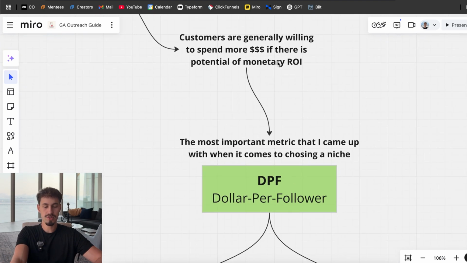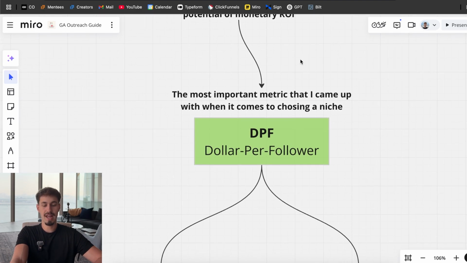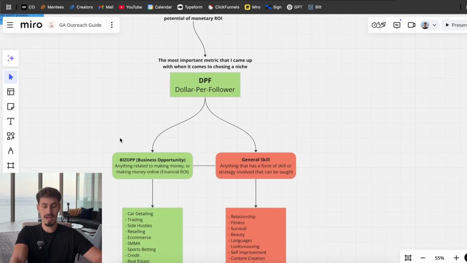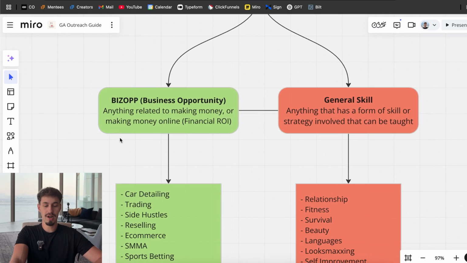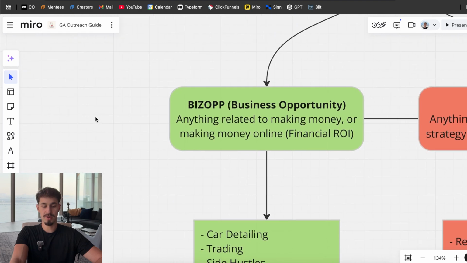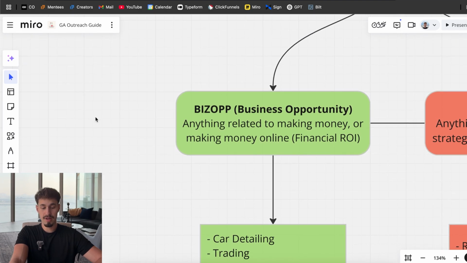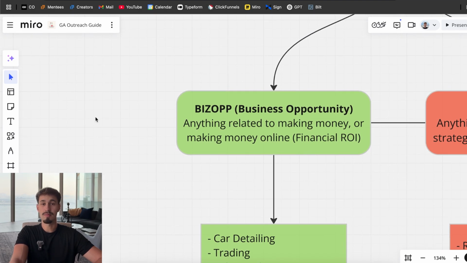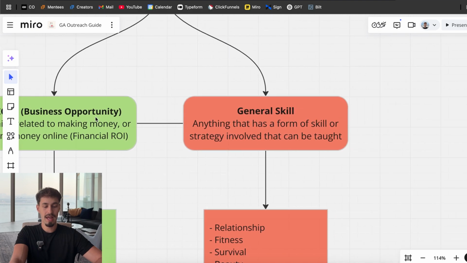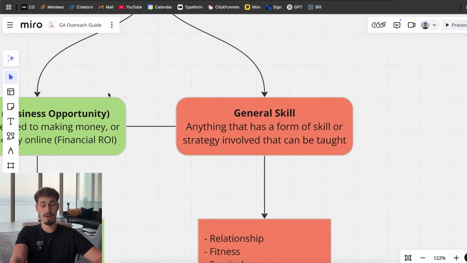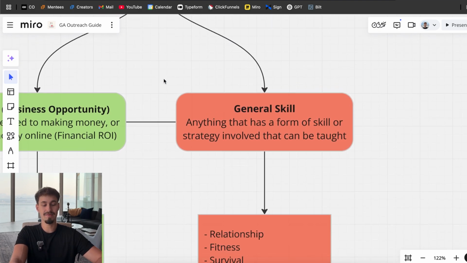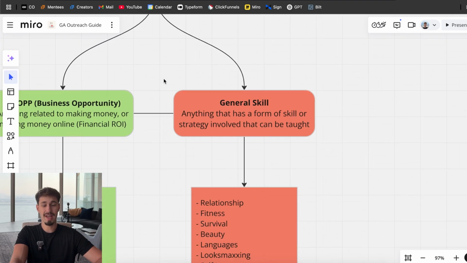Duh. So the most important metric that I came up with when it comes to choosing a niche is dollar per follower, okay? Here's the 2 niches. You either got BizOp niche, which is business opportunity, so anything related to making money or making money online has some sort of financial ROI. And then a general skill is on the other side of it, which is anything that has a form of skill or strategy involved that can be taught, okay?